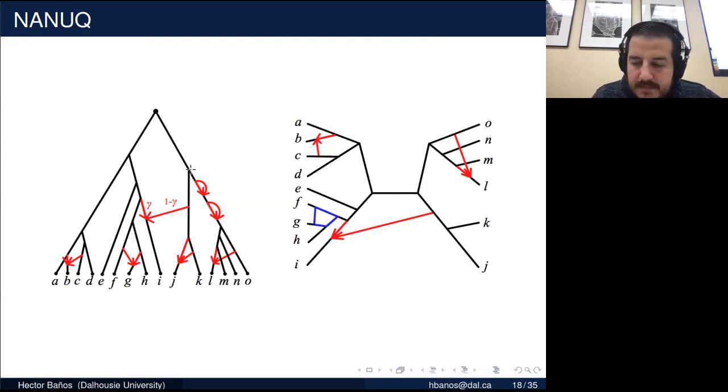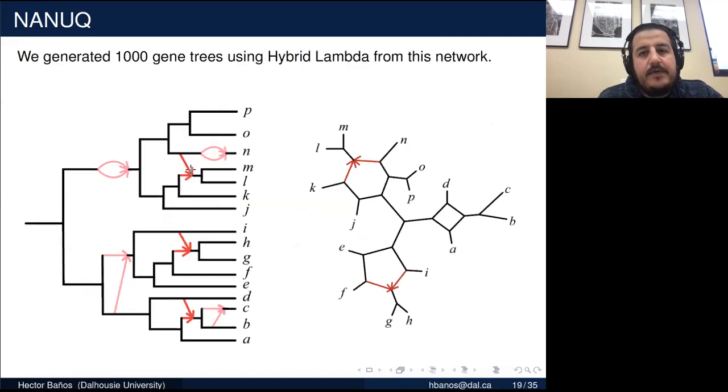So this is what we do. I'm going to explain now the steps of NANUQ. I'm not going to use this example. What I did is I sampled 1,000 gene trees using hybrid lambda from this network. And I'm going to go step by step and show you how we obtain this network, which is exactly what we expect to be, the unrooted version of this network after suppressing these 2 cycles and 3 cycles. And here there's a 4 cycle, and here we have it without knowing the direction of it.